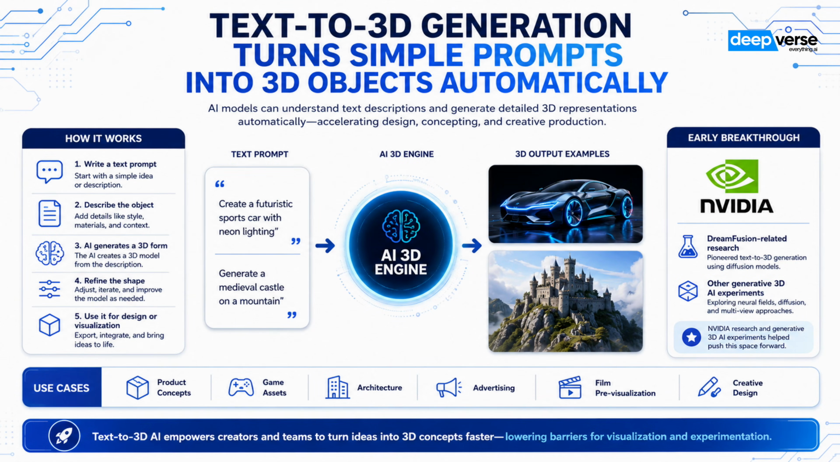Let's look first at text to 3D generation. This is where AI generates 3D objects directly from text descriptions. For example, someone could just type, create a futuristic sports car with neon lighting, or generate a medieval castle on the mountain. And the AI can actually begin generating a 3D representation automatically.